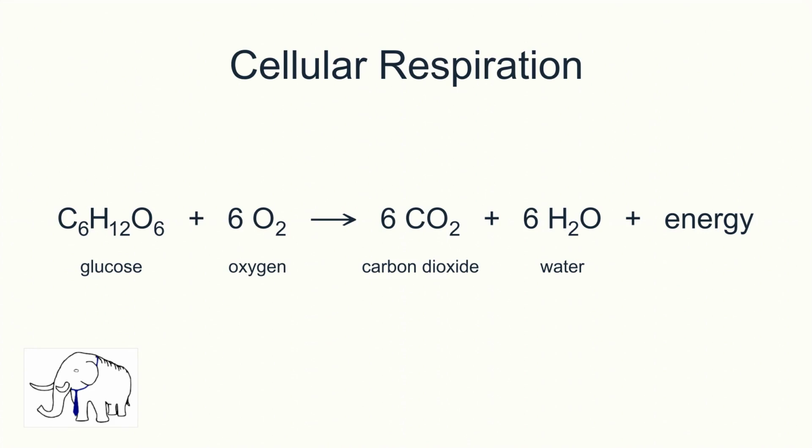Greetings all. In the Level 1 video for cellular respiration, we talked about the balanced chemical equation for the oxidation of glucose. Here, for the Level 2 video, we're going to briefly discuss the different metabolic pathways that together make up cellular respiration in a eukaryotic cell.